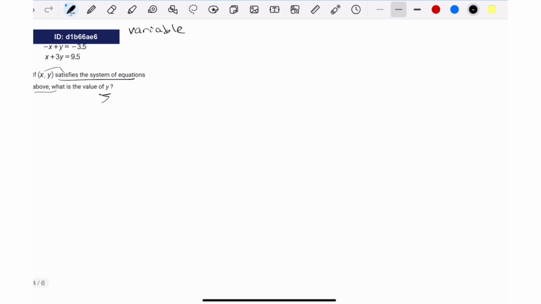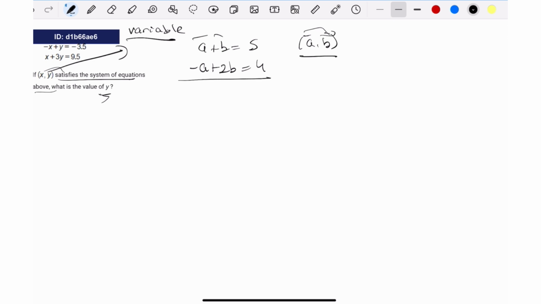If a plus b is 5, a and b are variables, just like x and y. Just think about it that way. And minus a plus 2b equals 4. When I tell you that a and b satisfy this equation, you will need to find at least one of these first to get the other one. Am I correct? Yes.